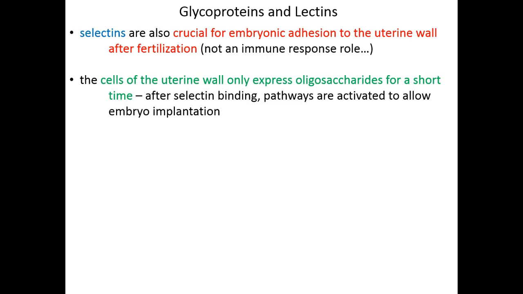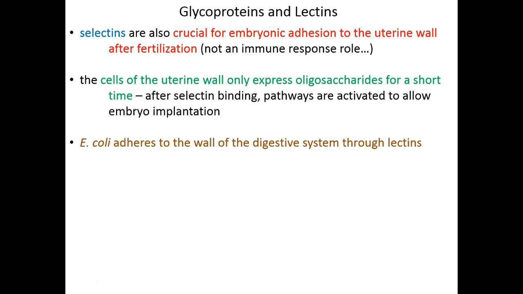We have a selectin glycoprotein interaction that anchors the embryo to the uterine wall and also signals the cell that anchoring has occurred so that a deeper implantation can occur by the embryo. This is where a placenta starts to form so that true development becomes possible.